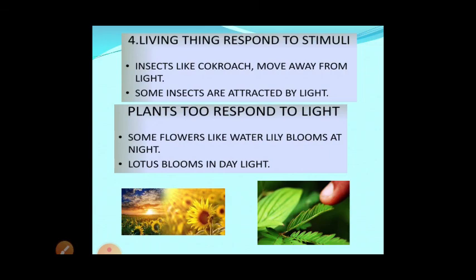Okay, so in this chapter we have learned about habitat, then adaptation, as well as some characteristics of living organisms. I hope you have all understood this lesson, and you will read the textbook neatly and try to understand the concept.